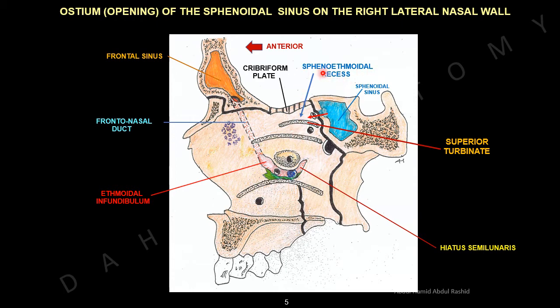So where is the ostium, the opening of the sphenoidal sinus? Here in the anterior wall of the sphenoidal sinus is the sphenoidal opening. It opens into sphenoethmoidal recess between cribriform plate and superior turbinate.